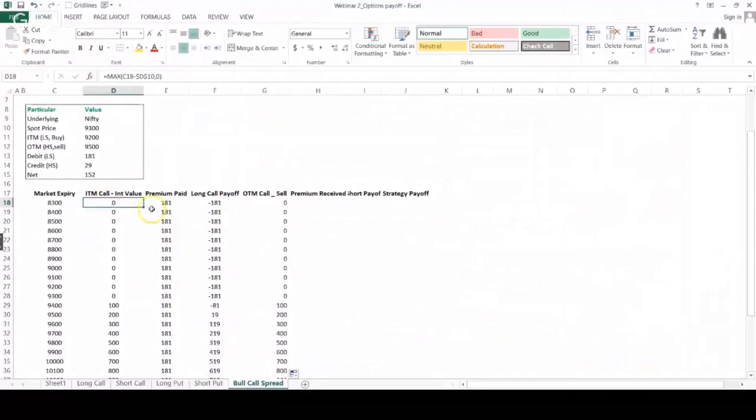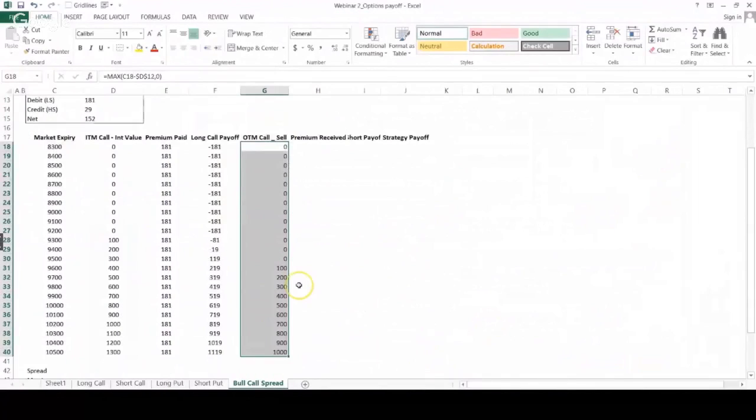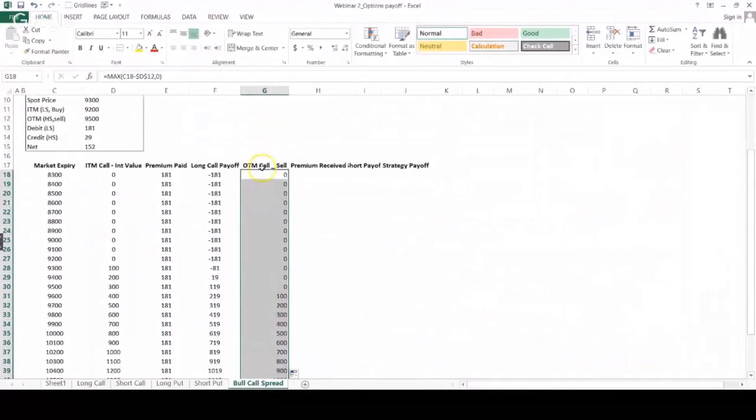Okay, guys, I've made a mistake here. This is the strike. So the strike I should be considering is this one. Remember, I've gone long on the 9,200 call option. So I was just taking the spot price here. That was a silly mistake. And this one is the 9,500. Okay, so I've got the intrinsic value here.